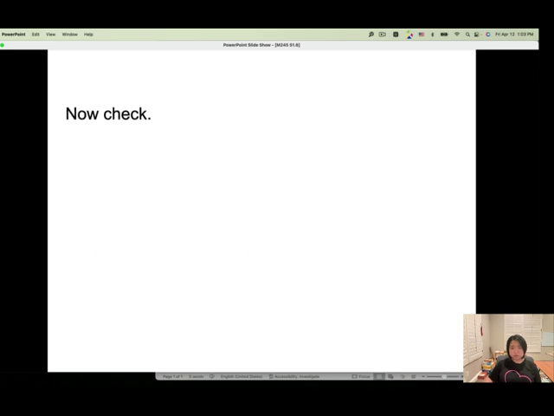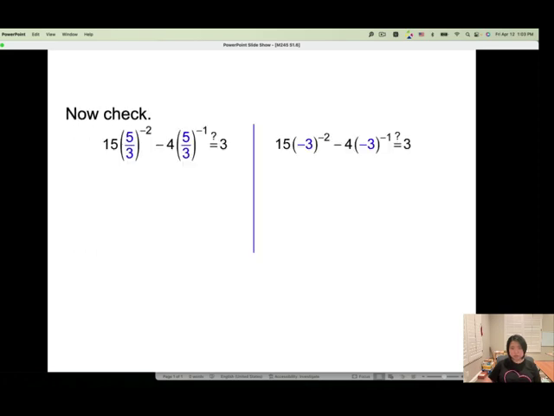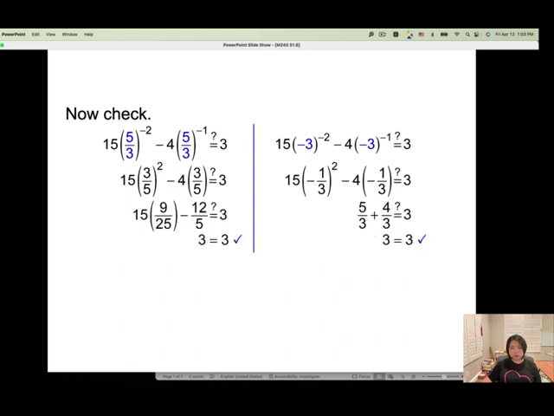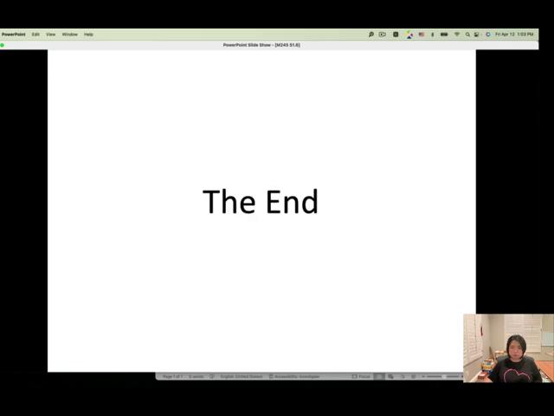Okay, double check your work. How do you get rid of the negative exponent? You're going to flip the fraction, right? Simplify it. You're going to get a true statement for both of them. So this is going to be our solution set. That's it.